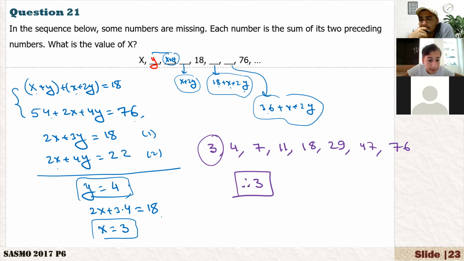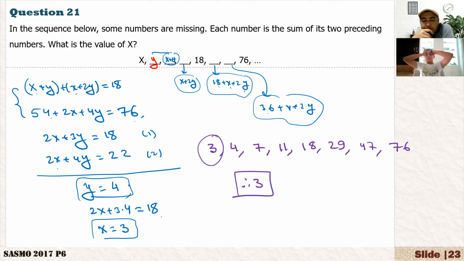Yes, got that y is 4. Where did you get 2x plus 3 times 4? Okay, yes, I understood. Okay, never mind. Okay, yes.